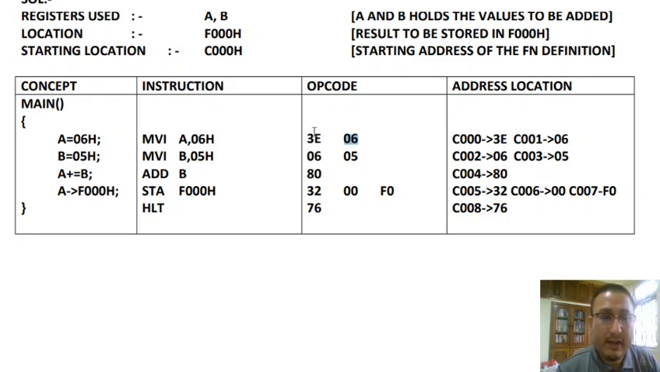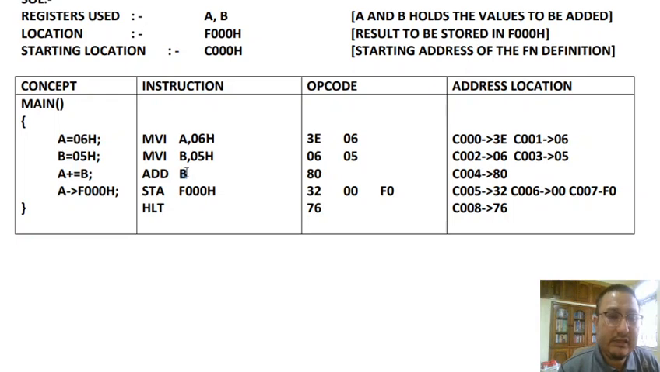So what will happen is 06 will be moved into register A. Now likewise, 05 will be moved into register B. So here it is the same as that of copy. 06 will be copied to A and 05 will be copied to B. Once 06 is copied to A and 05 is copied to B, then we can add the content of B to A.